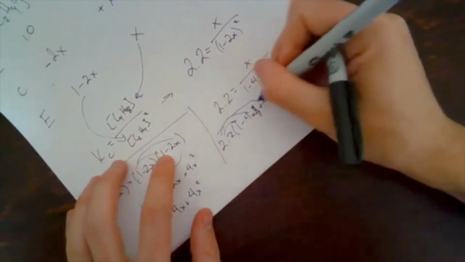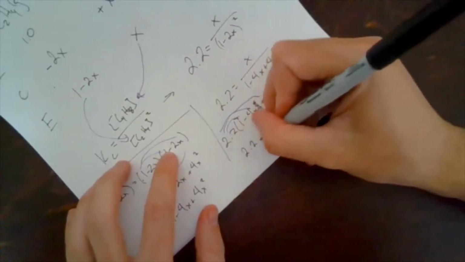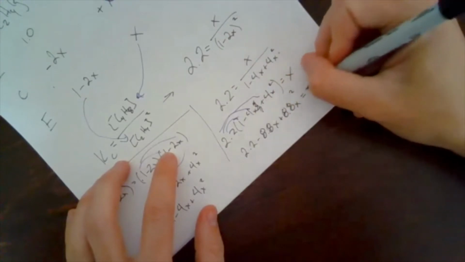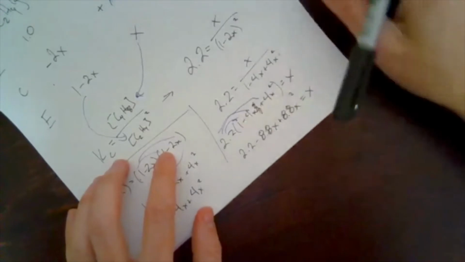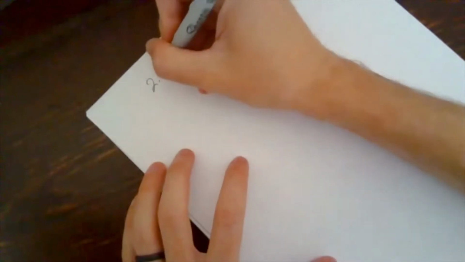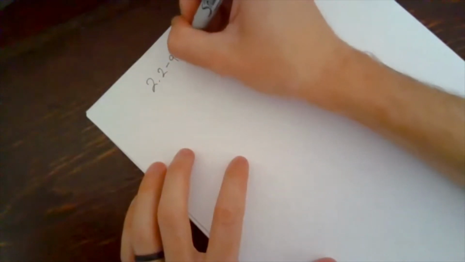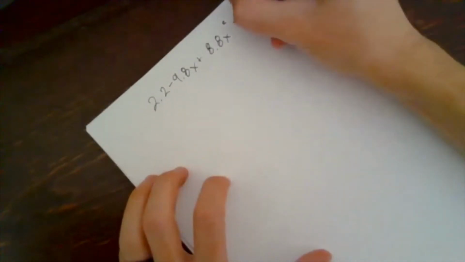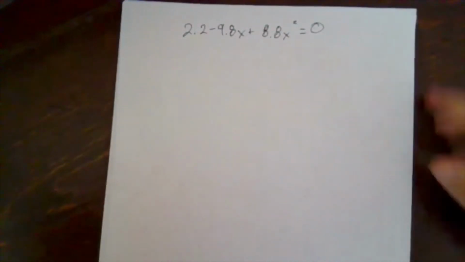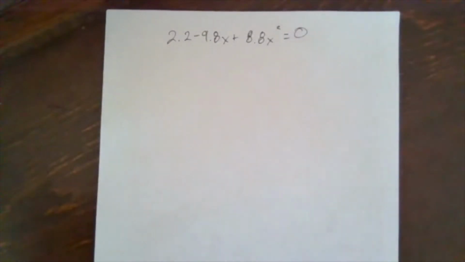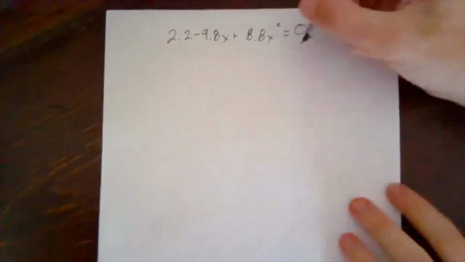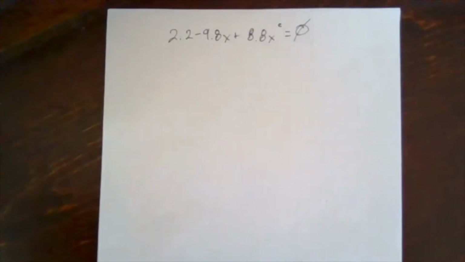The 2.2 distributes in: 2.2 minus 8.8x plus 8.8x squared is equal to x. I can subtract the x from both sides, and I end up getting 2.2 minus 9.8x plus 8.8x squared equals 0. So I have a polynomial here that I need to solve. I'm trying to solve for x, and it's a quadratic.